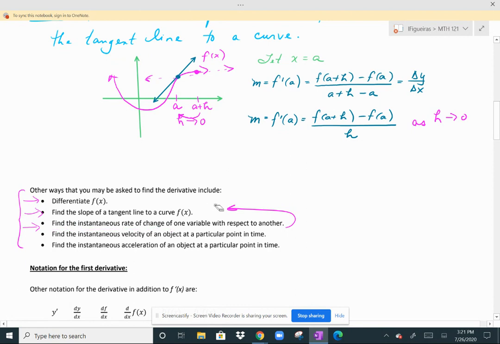More specifically, you might be asked to find the instantaneous velocity of an object at a particular point in time. Again, that represents a single point, not an average of 2 points or a time range. And you might also be asked to find the acceleration of an object. So the acceleration is also a derivative, because acceleration is the derivative of velocity. So we'll be practicing all of those in either this lesson or future lessons.